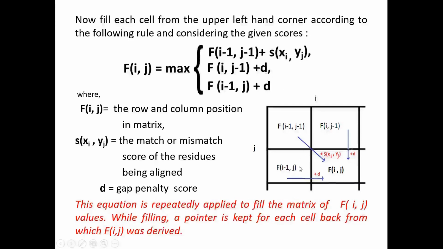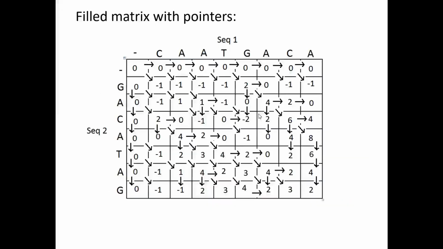So once this calculation is done, the maximum value obtained will be taken as the value of this box and a pointer will be placed from which box the value is derived. So this equation is repeatedly applied to fill all the cells in the matrix. While filling, a pointer is kept for each box back to where that Fij was derived from. So this is the filled matrix with the pointers placed.